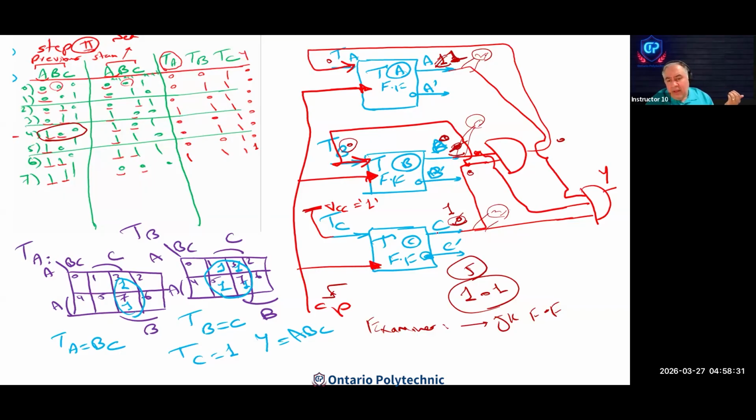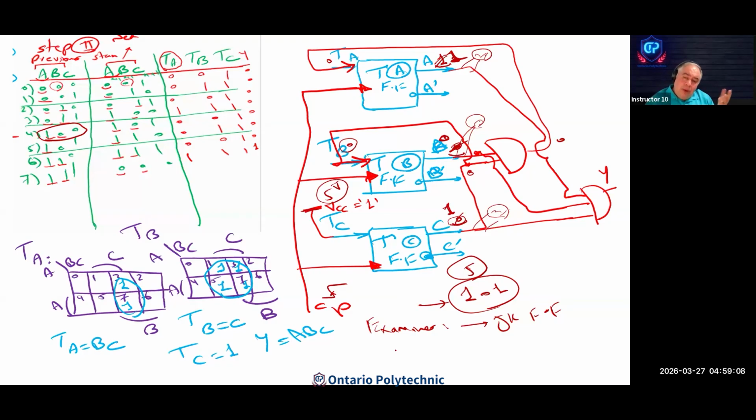And how about the T input? T is connected to 1, or VCC. VCC is 5 volt, and 5 volt in digital means 1. T is 1, it means that the previous state should be changed: next time it should toggle. Toggle means the previous value changes to the next value. You can see previous time 0 and now next time is 1, and the output is 1, 0, 1.